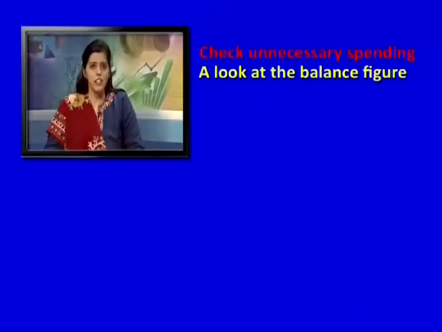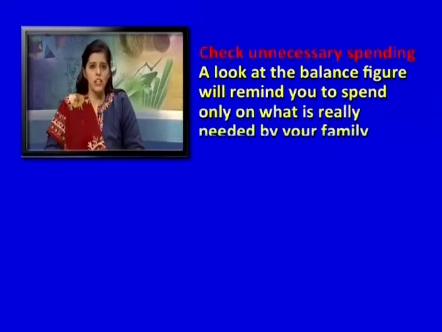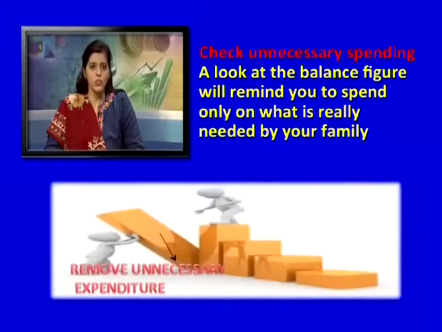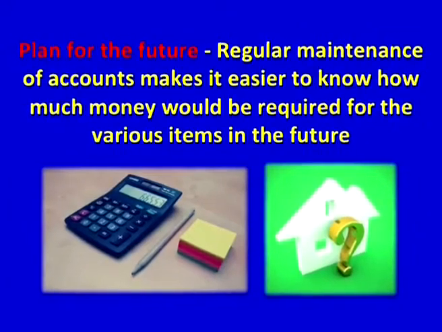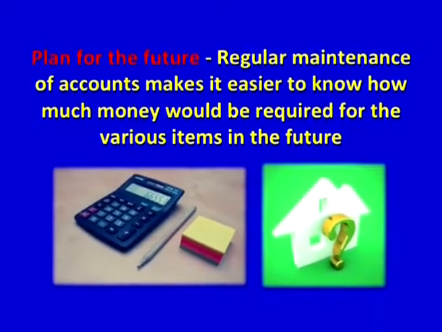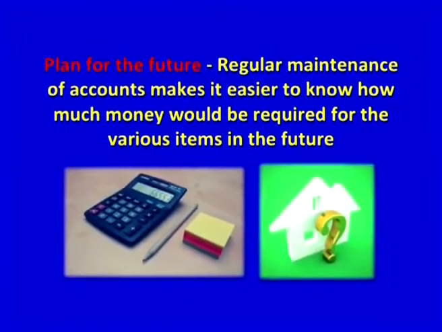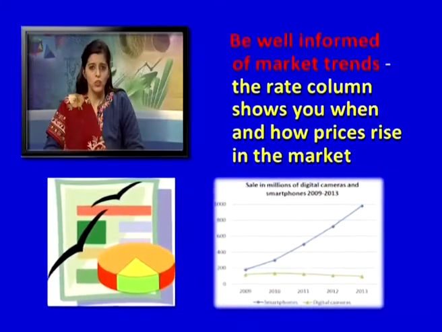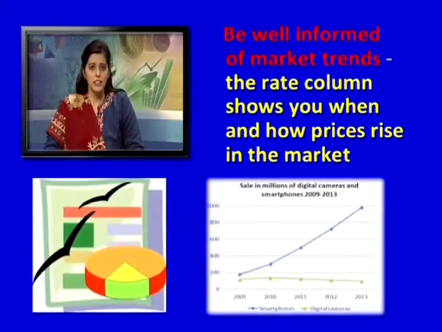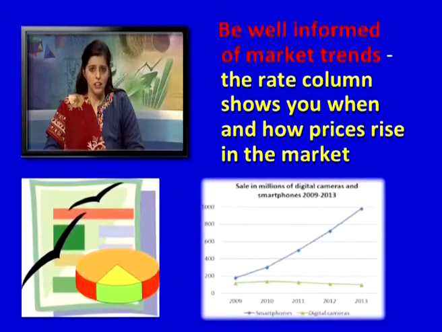One must check unnecessary spending. A look at the balance figure will remind you to spend only on what is really needed by your family. One should remove the unnecessary expenditure. We need to plan for the future. Regular maintenance of accounts makes it easier to know how much money would be required for the various items in the future. Be well informed of market trends. The rate column shows you when and how prices rise in the market.